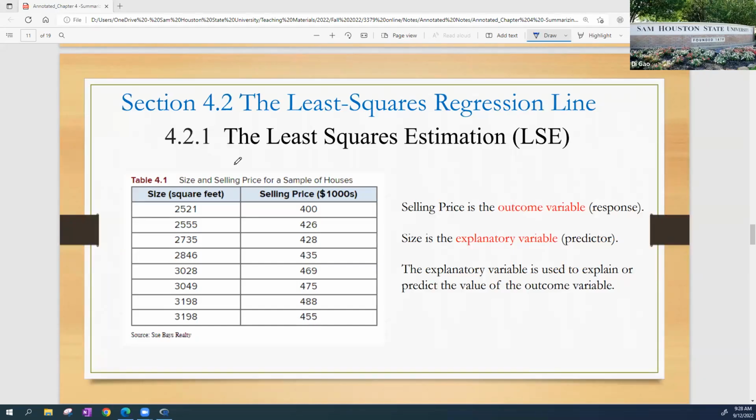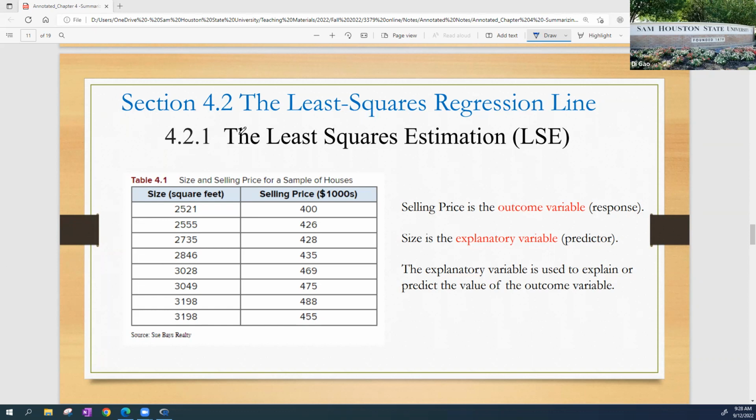Hello everyone, welcome back. Let's now look at section 4.2, the least squares regression line. Part 1, the least squares estimation. And in short, we call that LSE.